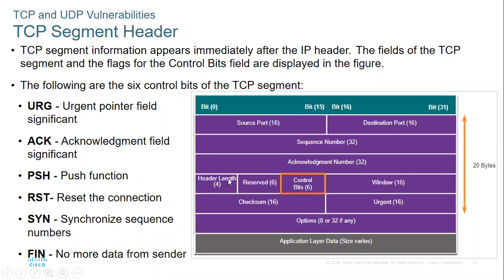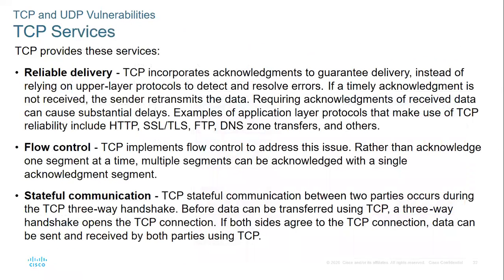We have the header length, reserved, and then control bits. Control bits can either be urgent, meaning that the segment is urgent, or maybe it's an acknowledgement. Is it a push function? Is it a reset? Is it synchronization? Is it a finished segment? And so on. Window is for windowing. This is used to decide how many segments we're supposed to send at a particular time. Now, if the network has been proven to be reliable, then the number of segments can be increased. The checksum is to check for errors. And then urgent pointer, of course, is if we're dealing with a segment that is urgent.